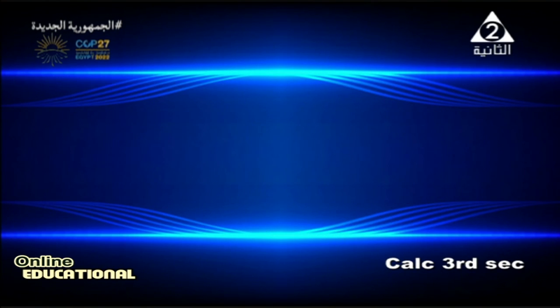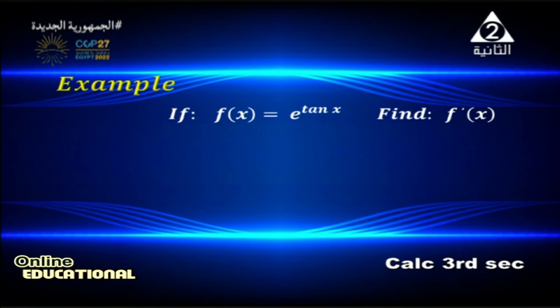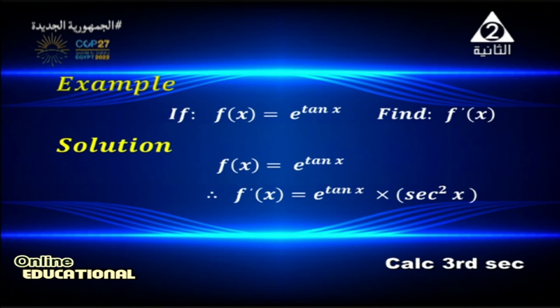Now we move to the next example. If the function f of x equals e to the power 10x, find f dash x. F of x equals e to the power trigonometric function, e to the power 10, then f dash x equals e to the power 10 multiply the derivative of 10x. The derivative of 10x equals sec power 2x. Then f dash x equals sec power 2x multiply e to the power 10x.